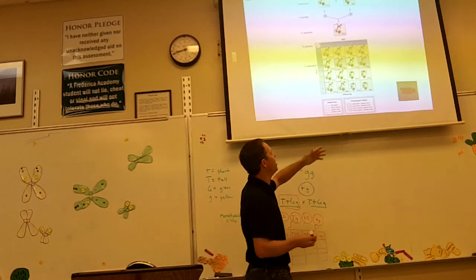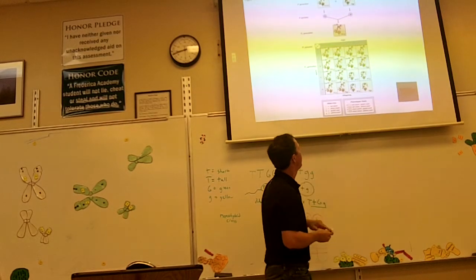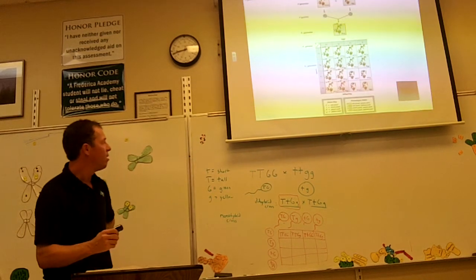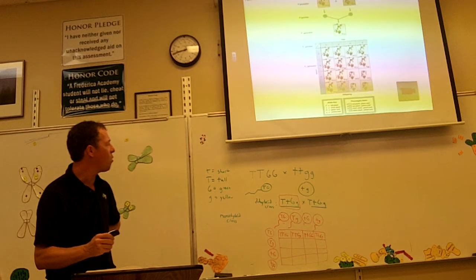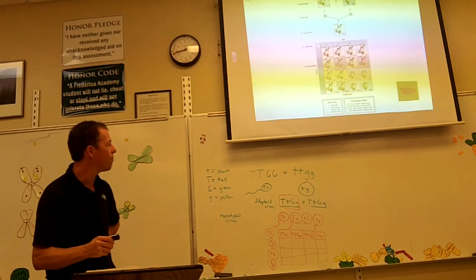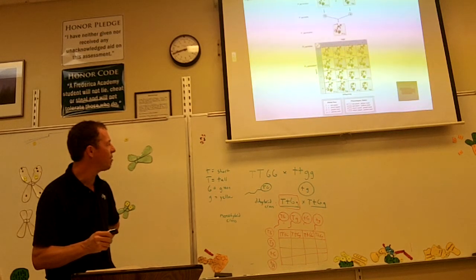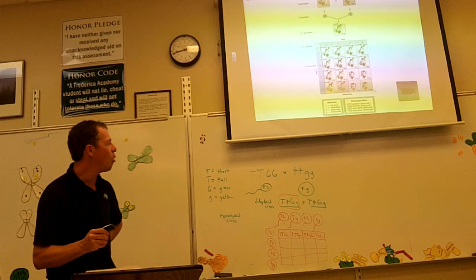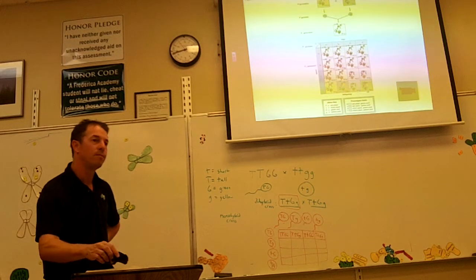And you can see they've already done it up here. You can see that we'll end up with 1, 2, 3, 4, 5, 6, 7, 8, 9 tall and greens. We'll end up with 1, 2, 3 tall and yellows. We'll end up with 1, 2, 3 short and greens and 1 short and yellow.